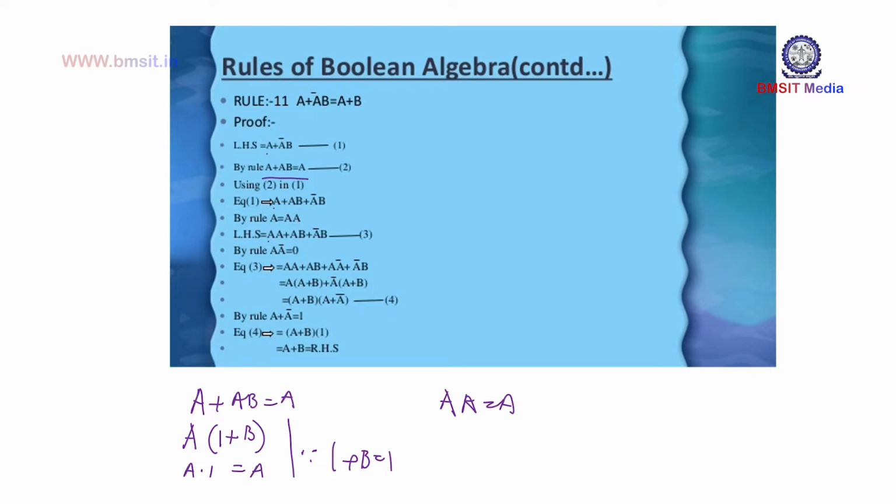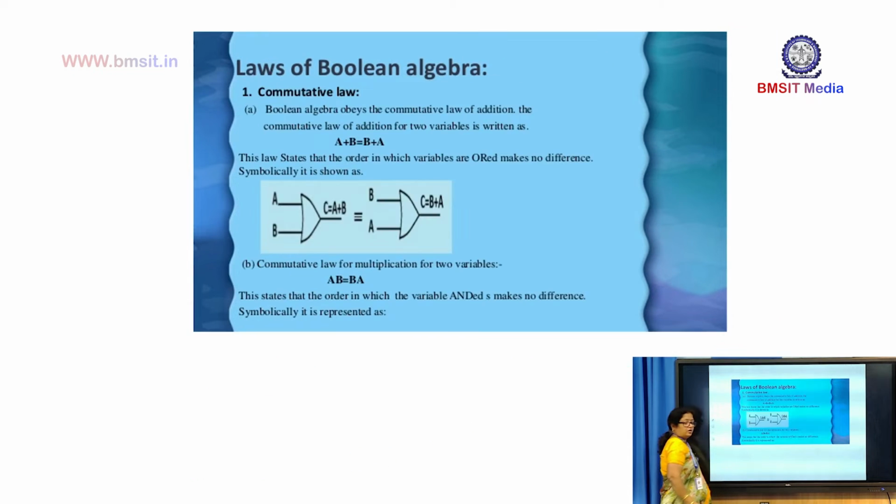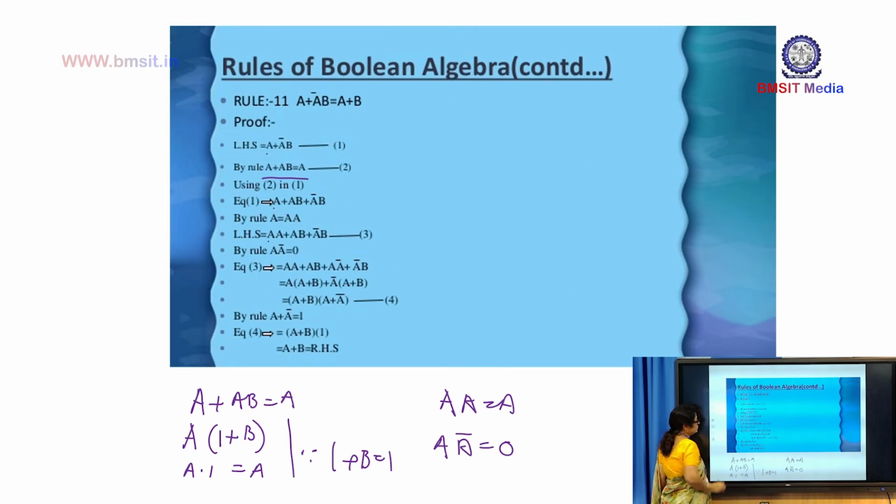Now, the next identity which I am going to use here is a into a bar equal to 0. I will write down here a a bar is equal to 0. Since adding 0 to the expression will not change the value of this expression, I can add this term a a bar to the expression. So, my expression now becomes a plus ab plus a a bar plus a bar b. So, I have added this particular term here.